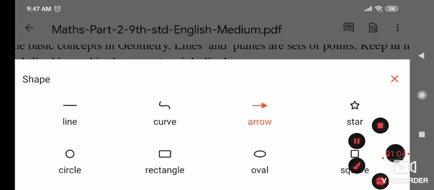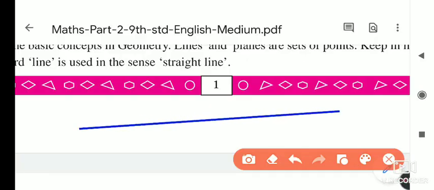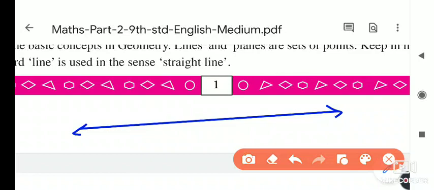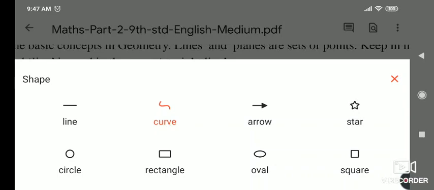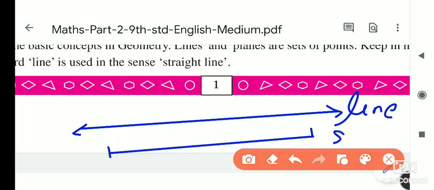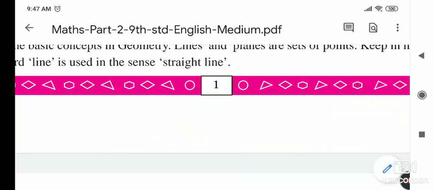Suppose this is a line and it can extend on both sides, and one thing is that it has arrows at this side. If it has end points, then it is called a line segment. So this is called a line, this is called a segment, and this is called a point. These are the basic things that we have already studied in geometry.